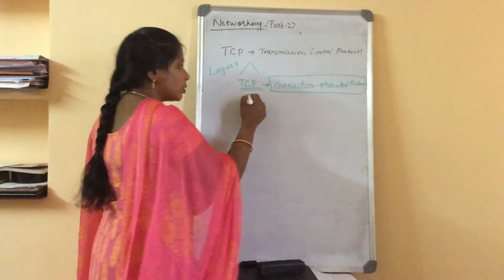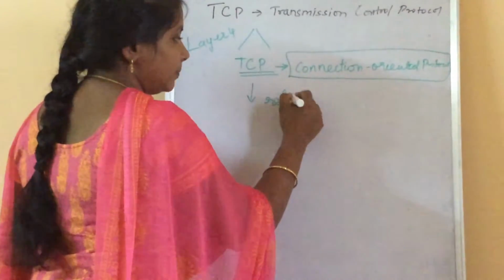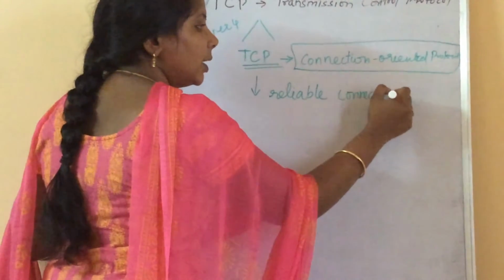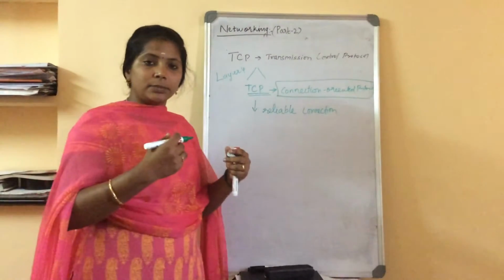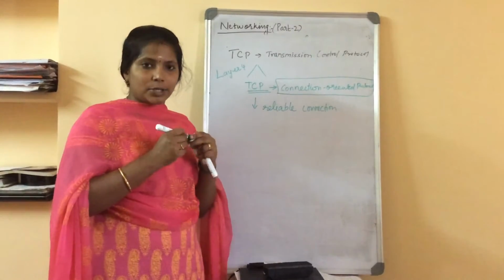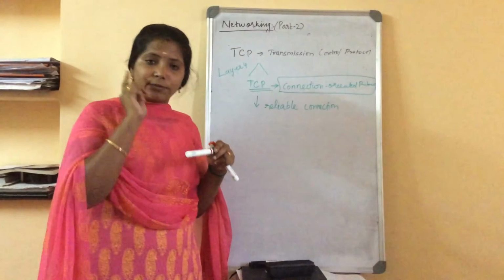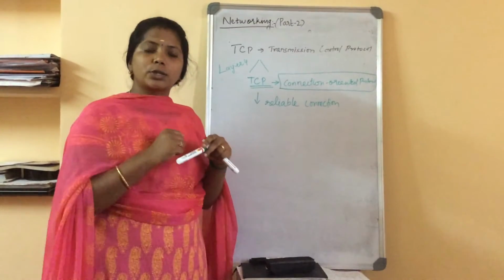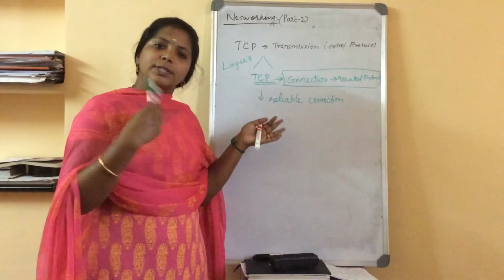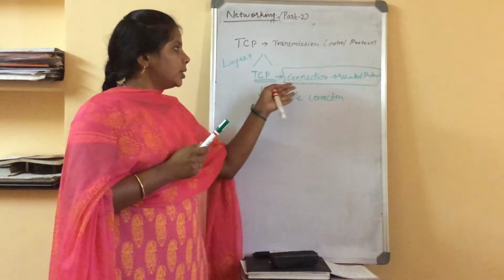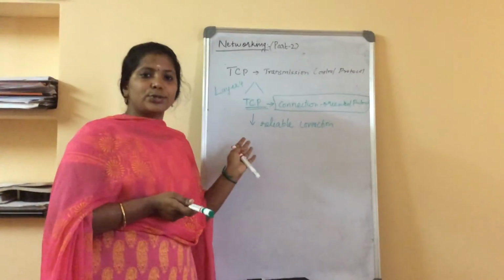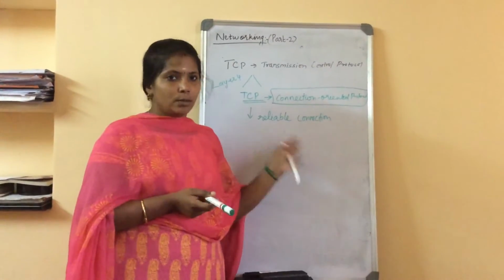And TCP is also called a reliable connection. Reliable connection in the sense that we are getting an acknowledgement from the server to the client. So there will be a definite question: which protocol is called a reliable connection? Nothing but TCP. And there will be one more question: what is another name of connection-oriented protocol? That is also TCP, Transmission Control Protocol.